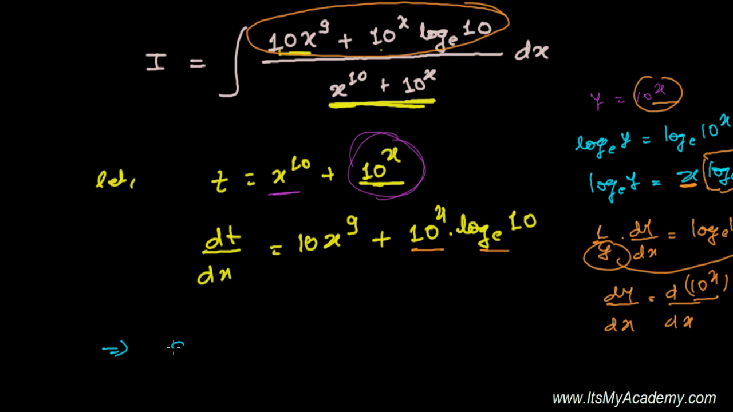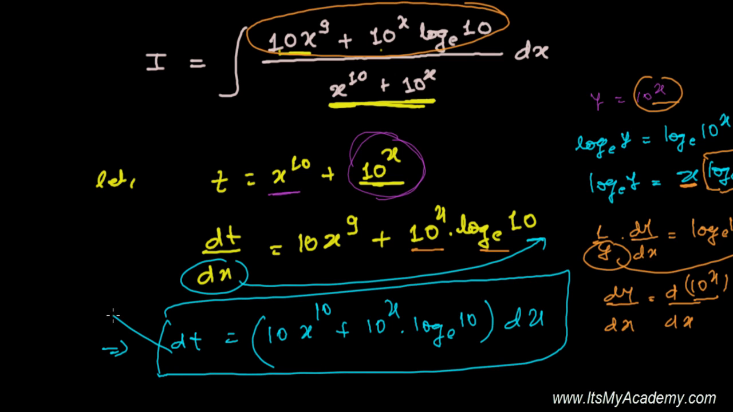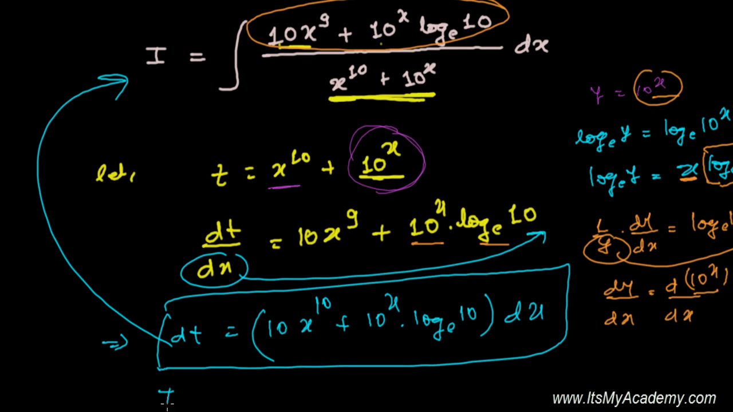So now dt equals 10x to the power 9 plus 10 to the power x times log e 10, times dx. Now I'm going to use this wonderful relationship to solve this integration question. The integral I equals, with our new integrand, in place of 10x to the power 9 plus all this stuff, I'm going to use dt simply, and x to the power 10 plus 10 to the power x is t, so divided by t.